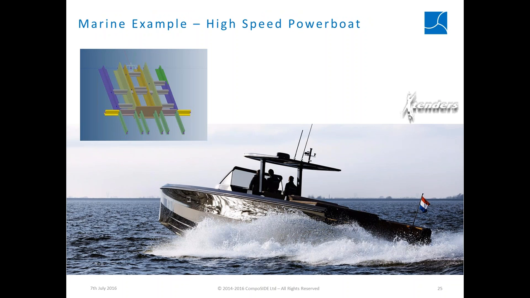And we've got a high-speed powerboat. So this is a powerboat that does 45 knots, and it's got three 400 horsepower engines, so it's pretty nippy. And we did all of this powerboat within CompoSIDE, including the keel grill, the engine grillage, as you can see in the top left corner.